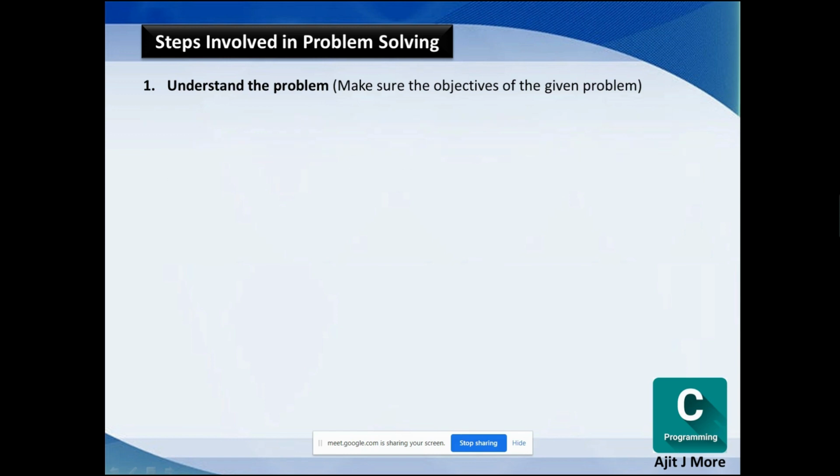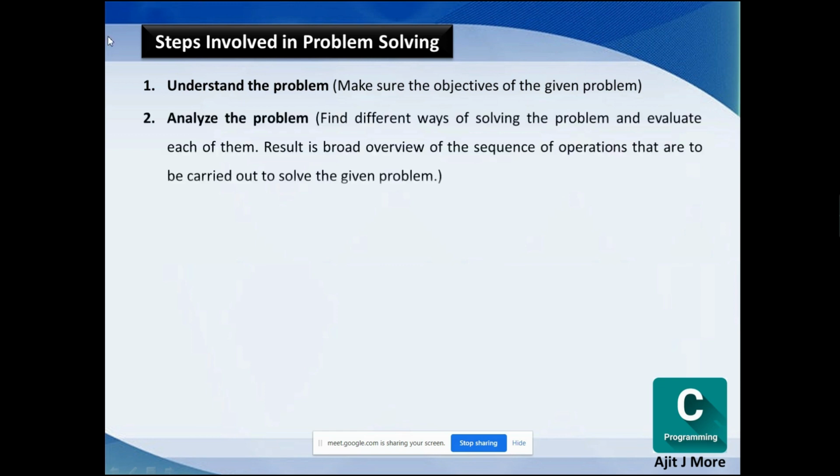So the first step is to understand the problem. Make sure you understand the objective of the given problem. First of all, if you have understood what the problem is, then only will you be able to write the detailed steps and convert it into a program. But if the problem is not clear, it is meaningless.